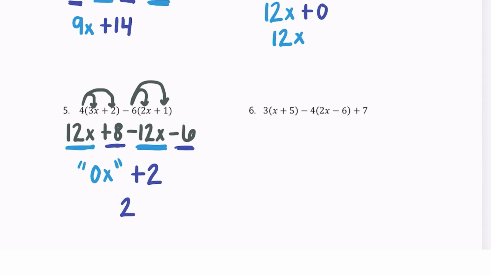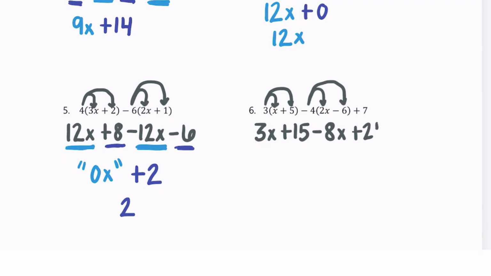And last but not least, we've got everything happening in this last problem. We have to distribute the 3 first. 3 times x, 3 times 5, 3x plus 15. Then we have to distribute this -4. -4 times 2x gives us -8x. -4 times -6 gives us +24. And then we just need to bring down that +7. There's nothing we got to do with that except bring it along for the ride.